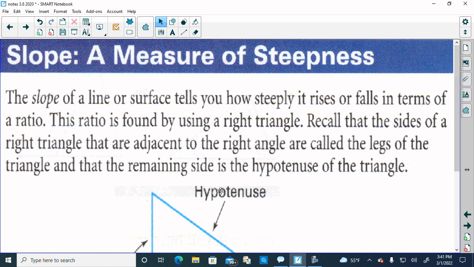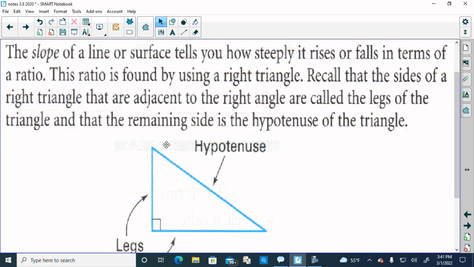Okay, so the very first thing that you were supposed to write was slope. It was a measure of steepness, and I asked you to draw the right triangle shown and label everything. Okay, so it was this drawing that was right here. That was the very first thing that you were supposed to write down. Okay, so it says the slope of a line or surface tells you how steeply it rises or falls in terms of a ratio. Okay, so that is a sentence that I want you to write where you have slope. Okay, so I'll pause for a minute and let you write that.